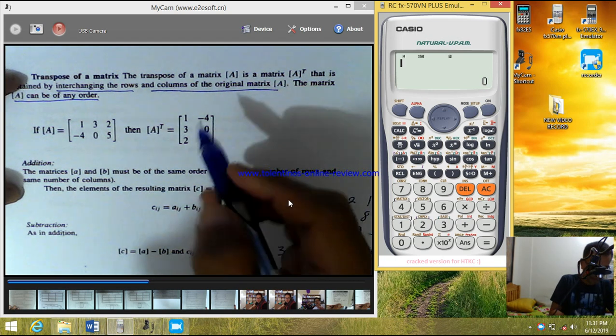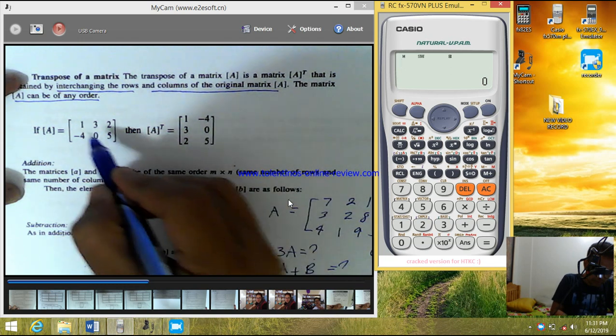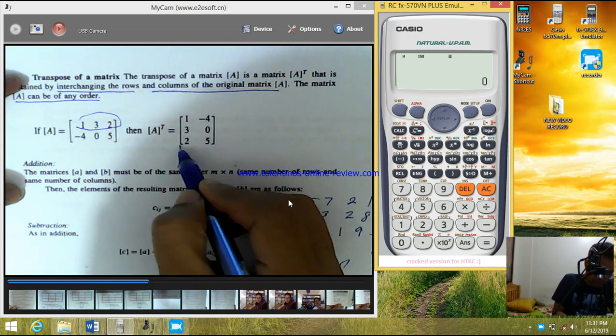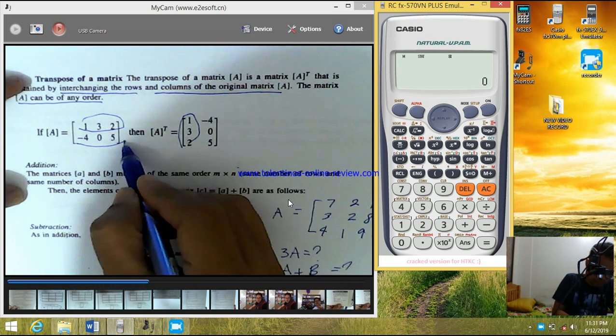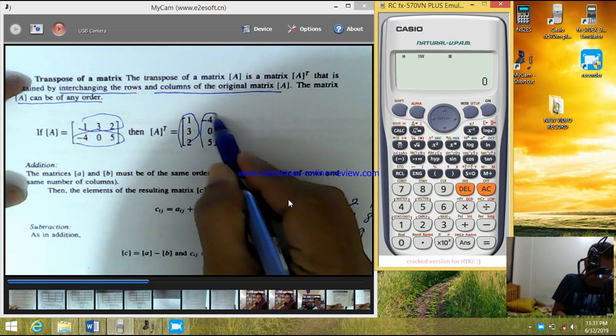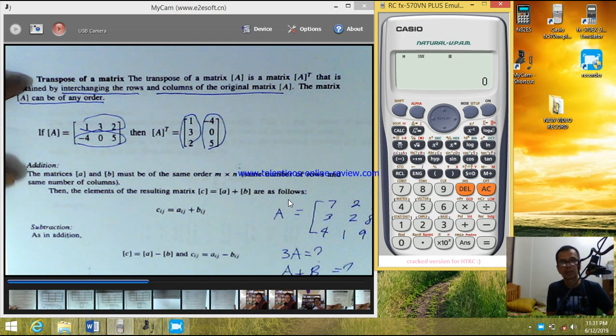So ano nangyari? Okay, binaliktad to. Tingnan mo, tong row na to is naging column. Yung row na to is naging column. Yan. So that is called the transpose.